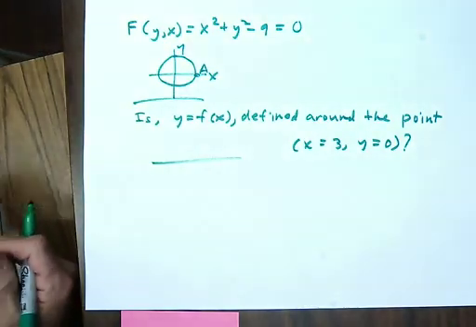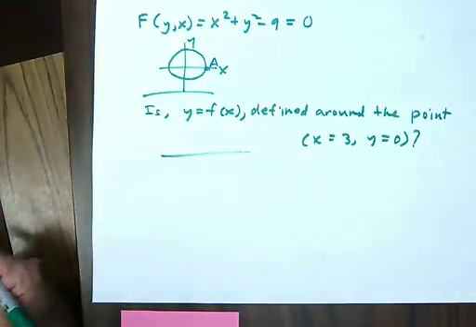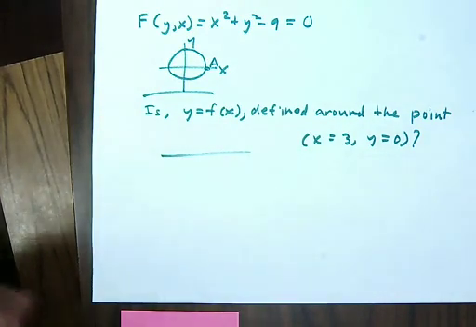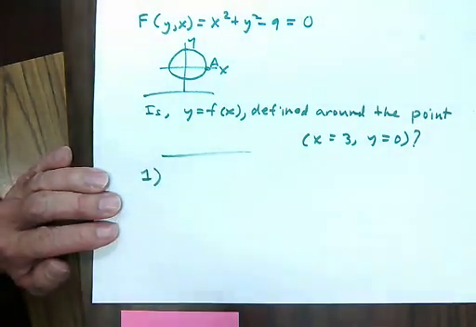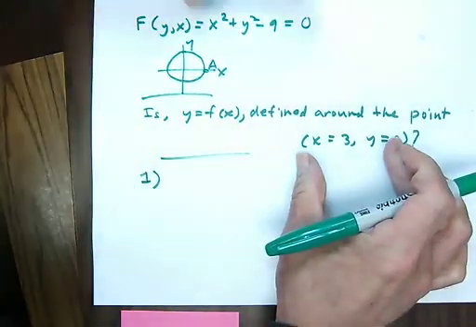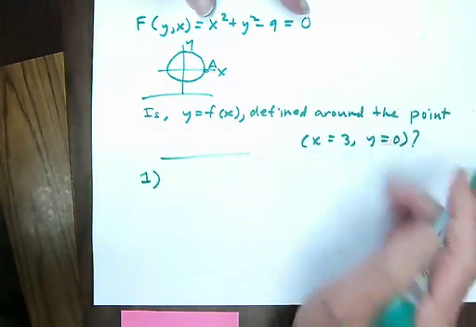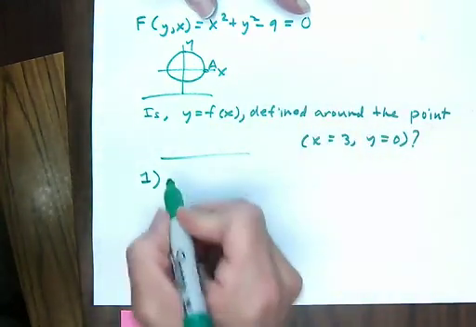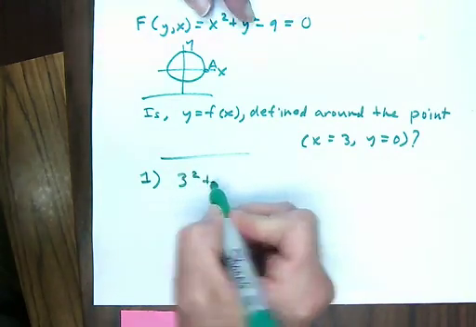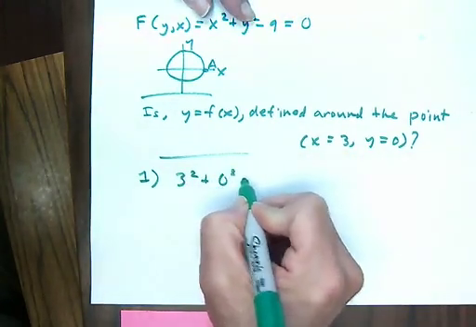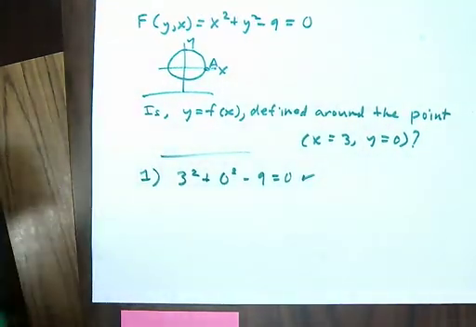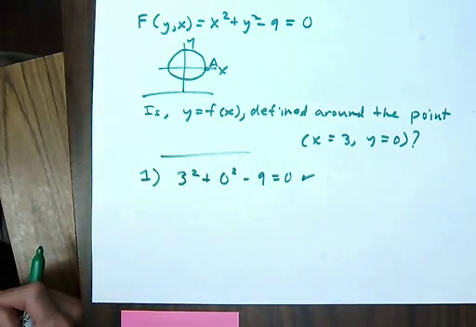And again, to see if this implicit function is defined around that given point, we have to go through all the conditions of the implicit function theorem, and let's do that one more time. Condition 1: does this point satisfy our capital F equation? Does it lie on the circle? Let's put these values of x and y into our capital F equation, and we get 3 squared plus y squared minus 9. Is that equal to 0? Yes, it is. So our first condition of the implicit function theorem is satisfied.